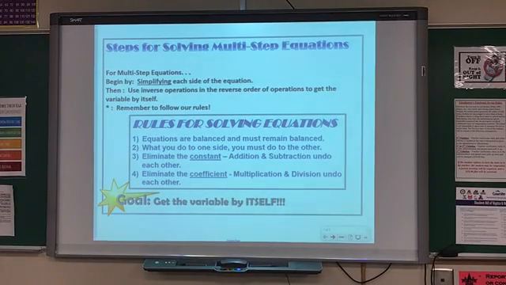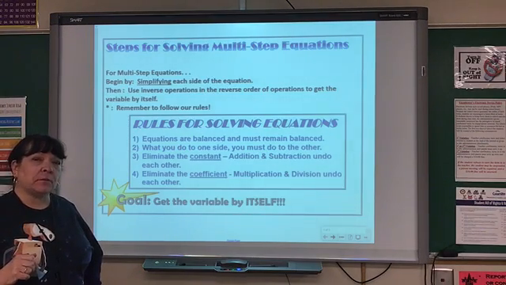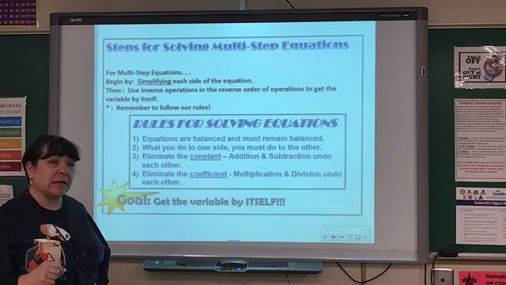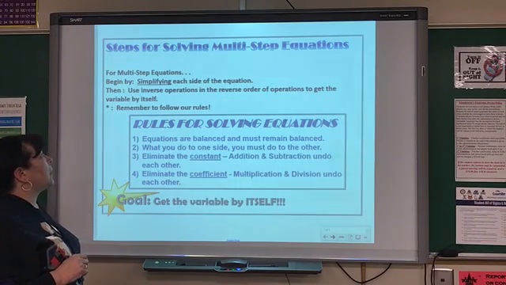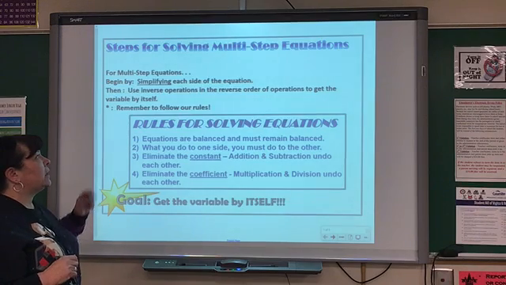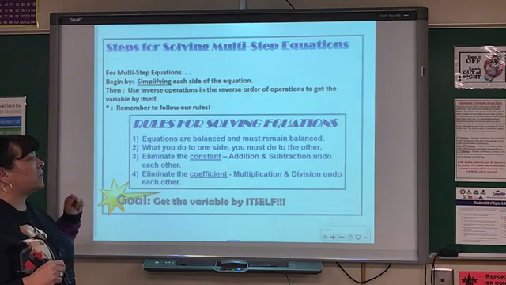Welcome. Today we're going to talk about solving multi-step word problems. Now, just a little review about multi-step equations, because that's what you are going to get when you write your equation from a word problem. You always begin with simplifying each side of the equation. Once you get it, you use inverse operations to get the variable by itself.